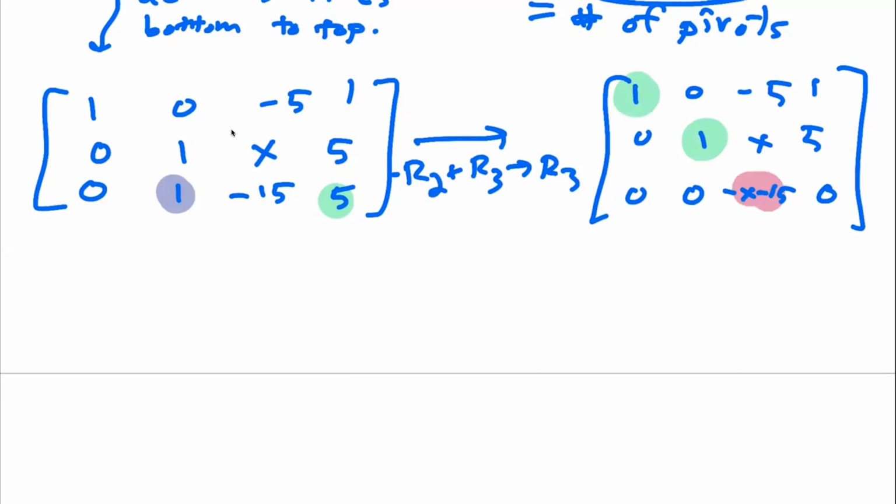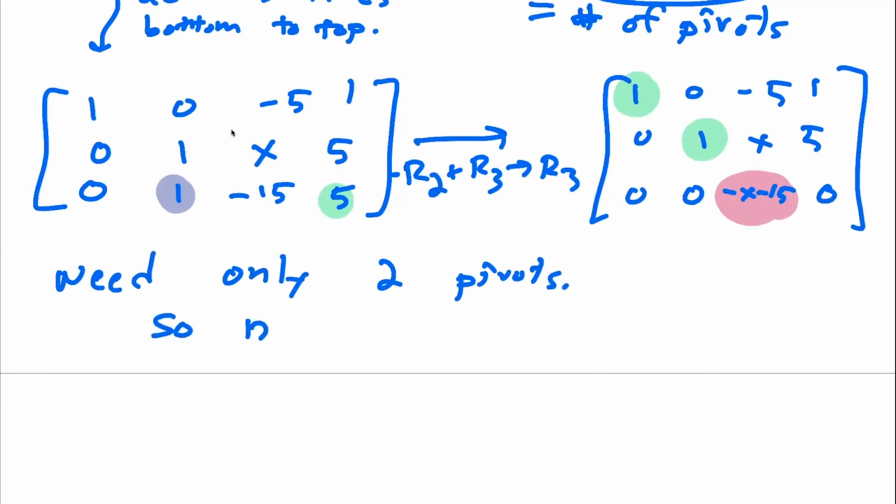What do I want here? If that thing is a pivot, then that's bad because that would mean that I have 3 pivots, not 2 pivots. The only way to make just 2 pivots is to make that red highlighted thing 0. I need only 2 pivots, so I need minus x minus 15 to be equal to 0.